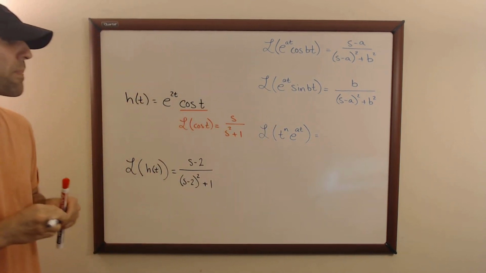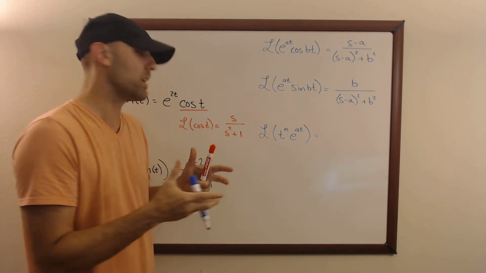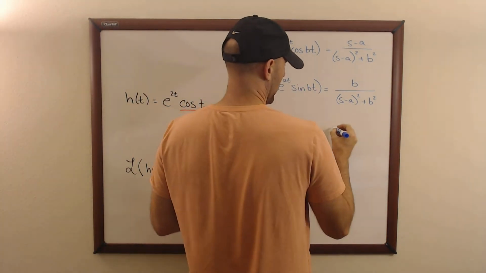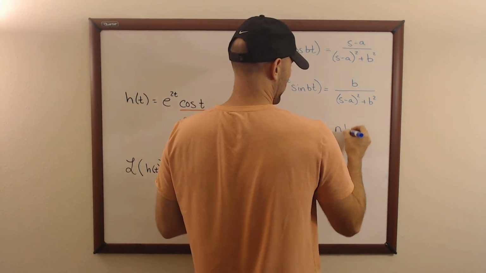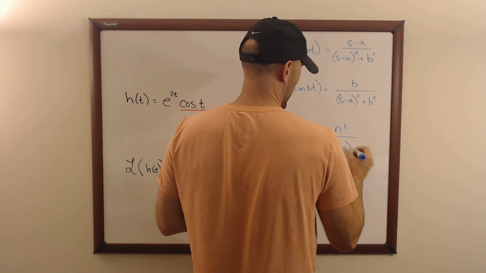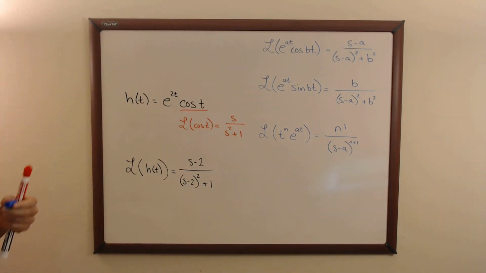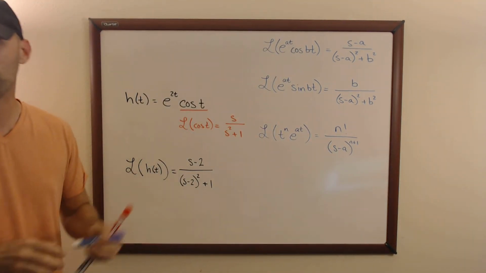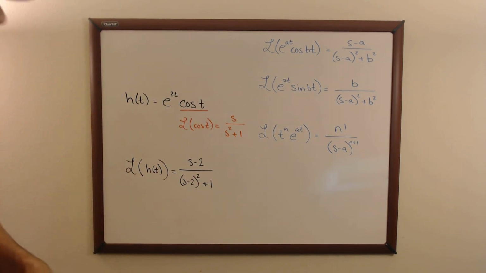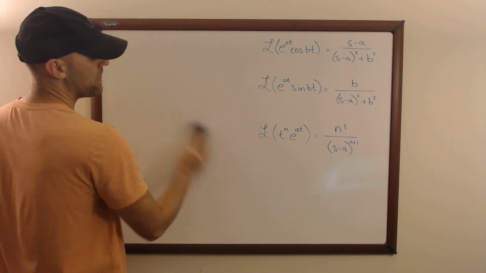This was n factorial over s to the n plus 1. So, okay, let's undo. We'll have n factorial, and instead of s, we of course just have s minus a to the n plus 1. Okay. So these are our basic Laplace transform formulas adapted to the first shifting theorem.